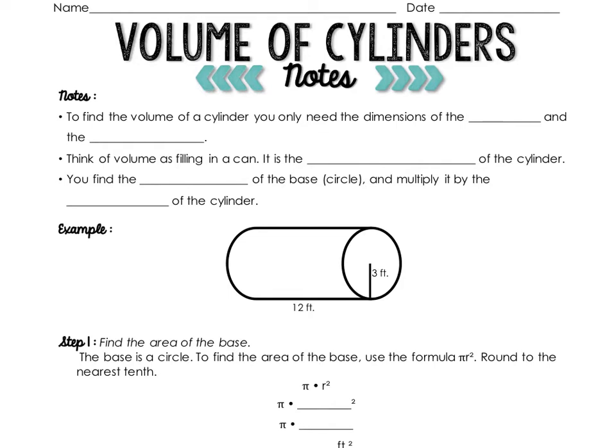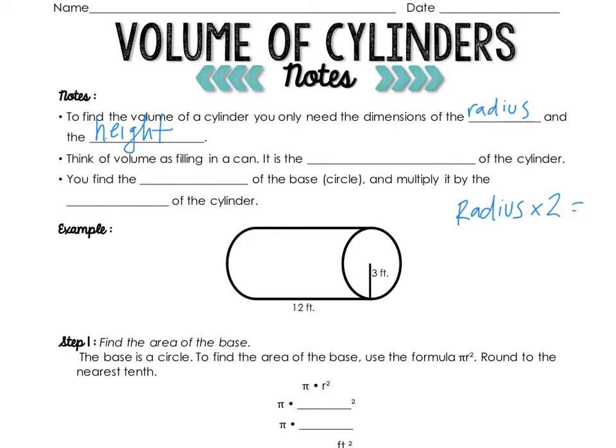It says to find the volume of a cylinder, you only need to know the dimensions of two things. Right, just two things only. Once I know those, I'm good. First thing I need to know is the radius. All right, sometimes we'll know the diameter, and that's fine too. The other thing I'd like to know is the height.